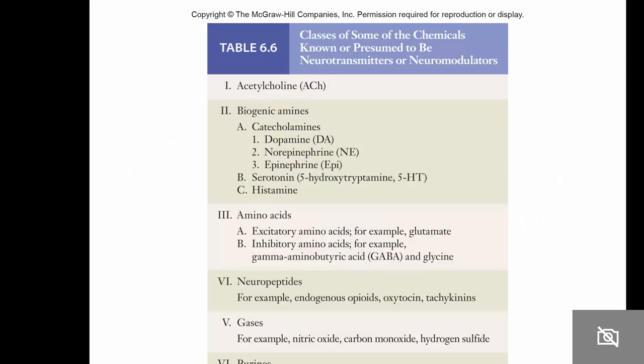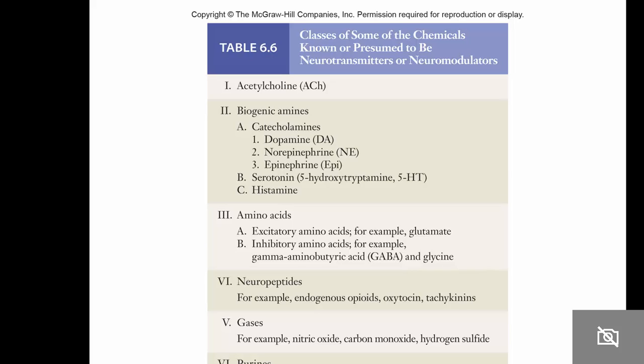Then we're going to go through this list, but let's talk about a few different kinds. These are classes of chemicals presumed to be neurotransmitters. Okay, so you have acetylcholine in its own class. Then you have what are called biogenic amines, catecholamines. Have you ever heard that in a hospital setting? The catecholamines are dopamine, norepinephrine, and epinephrine. That's the group of three that are called catecholamines.